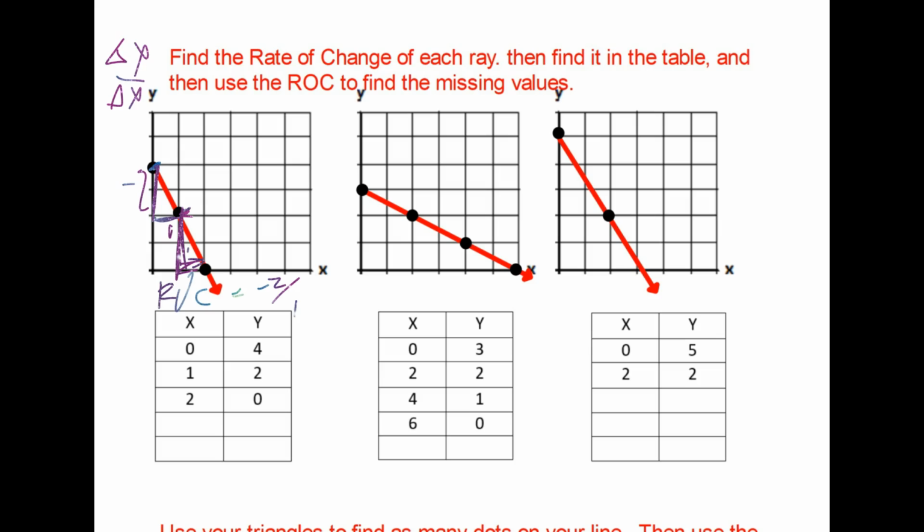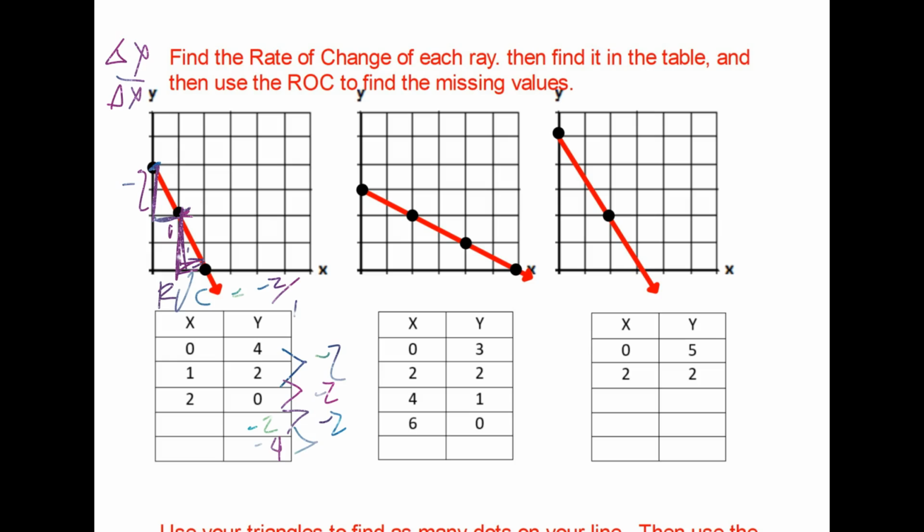Or my slope is going to be negative 2 over 1, rate of change. So let's look at this. Let's see if we can find this in the table. So we went down. How does 2 become 4? How does 4 become 2? Subtract 2. How does 2 become 0? Subtract 2. So if I subtract 2 here, 0 minus 2 is negative 2. And if I subtract 2 here, negative 2 minus 2 is negative 4.